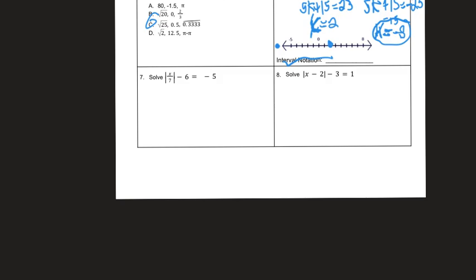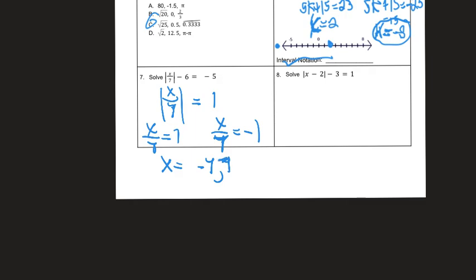This one we need to get the thing alone. So if we do that, we have to get rid of that minus 6, so we plus 6. That's what it looks like on both sides after we add 6. Then we have x over 7 equals 1, and x over 7 equals negative 1. And we multiply by 7, we get x equals 7, and this is going to be negative 7. So we have those two answers, 7 and negative 7.